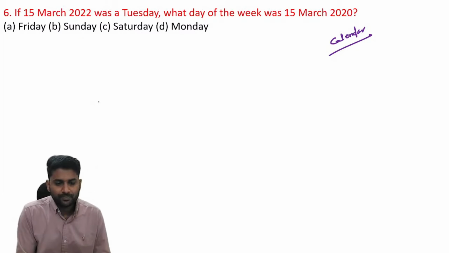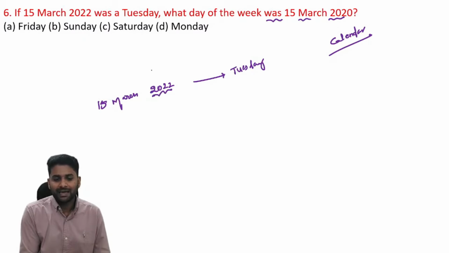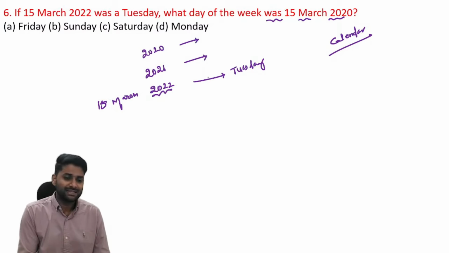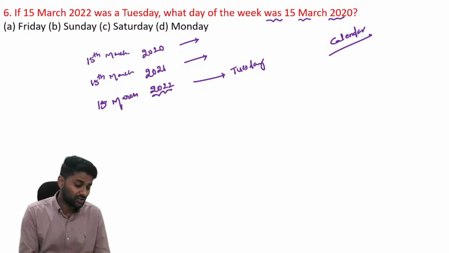Now see, 15th March 2022 is Tuesday. Now the question, what day of week is 15th March 2020? The 2022 calendar depends on 2021, and 2021 depends on 2020. Let's understand the running calendar. Running calendar, remember this point. Every running calendar depends on the month of February.